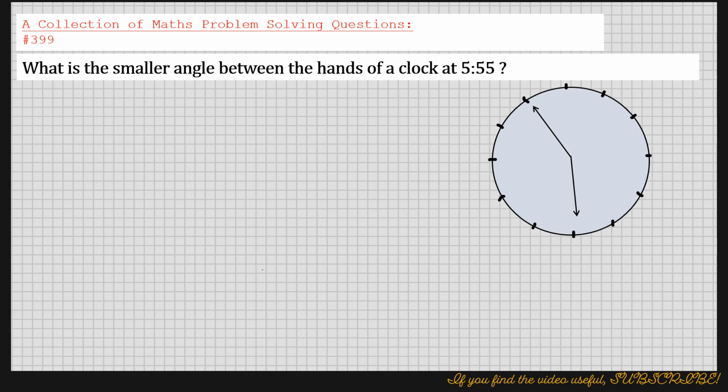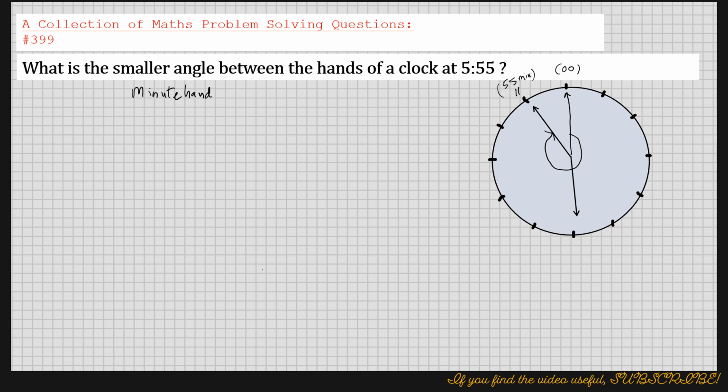What is the smaller angle between the hands of a clock at 5:55? To work it out, I draw the minute hand when it's at 12, or 0 minutes, and where it will have moved to, 11, in 55 minutes. So I'm going to work out this angle. That would be for the minute hand.